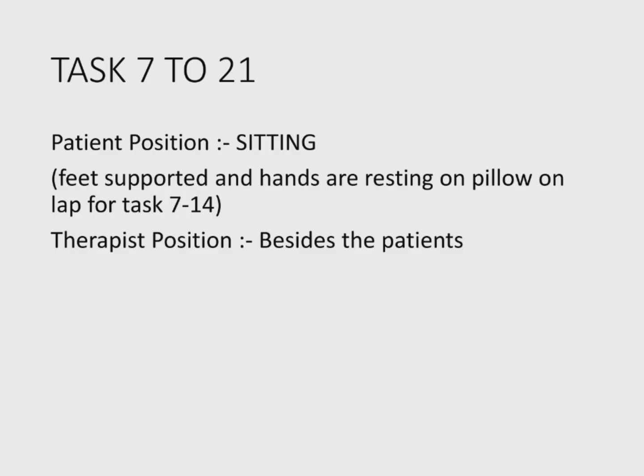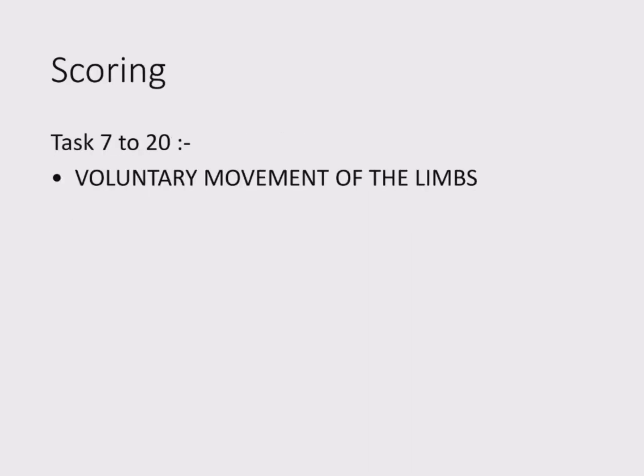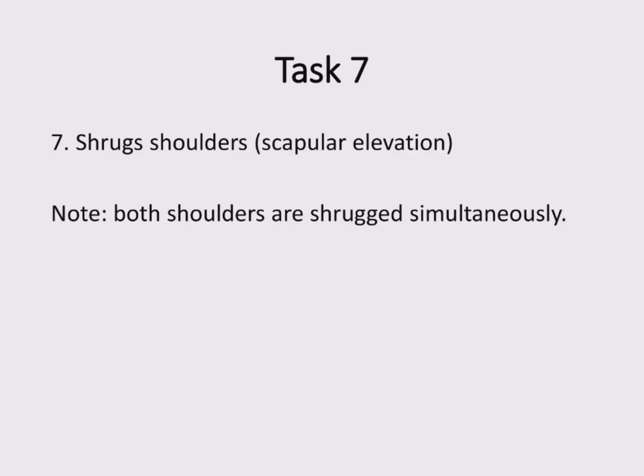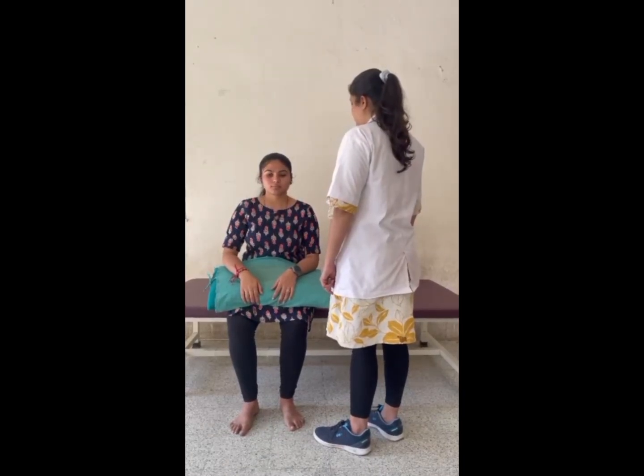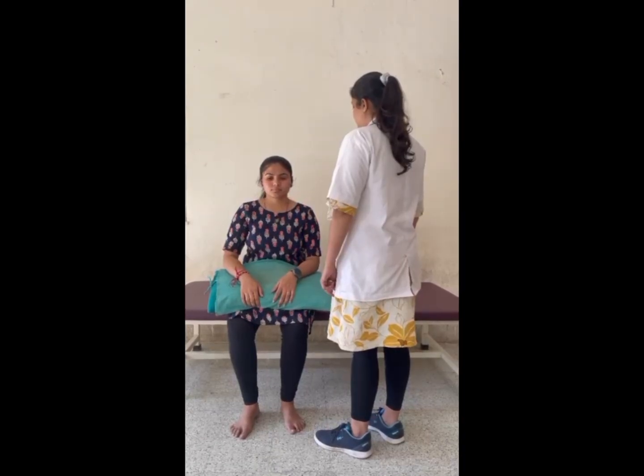For tasks 7 to 21, the patient position is sitting. For tasks 7 to 14, feet are supported and hands are resting on a pillow on the lap. The therapist is positioned beside the patient. For tasks 7 to 20, the score is given according to the voluntary movement of limbs scoring system. Task 7: Shrug shoulder or scapular elevation. Note: both shoulders are shrugged simultaneously. Ask the patient: please shrug your shoulders as high as you can.